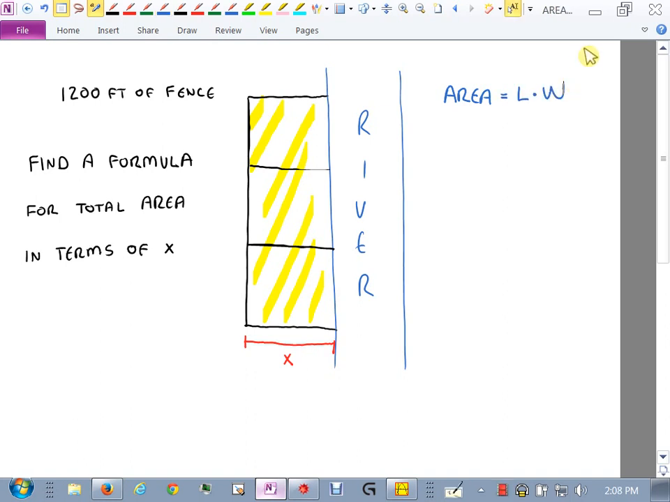Now, right now, have I done what's asked? Have I found a formula for the area in terms of X? No, my area depends on L and W, which don't appear in this picture. I just need my area to have X in it and X only, and then I'm done. I'm trying to find an area function, basically.